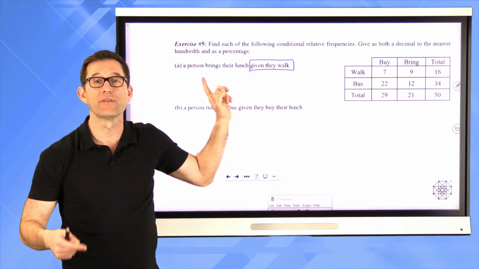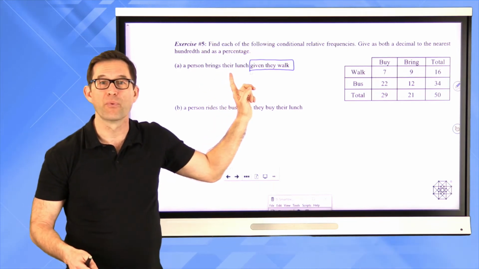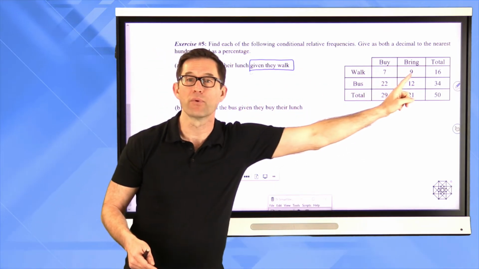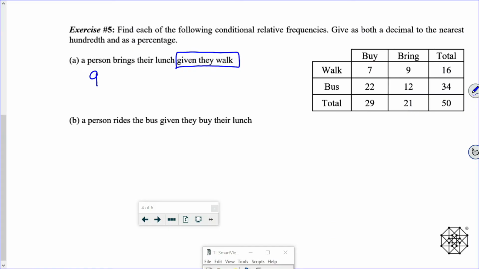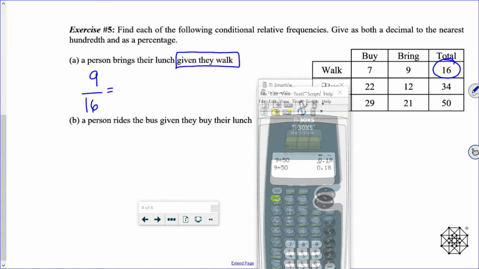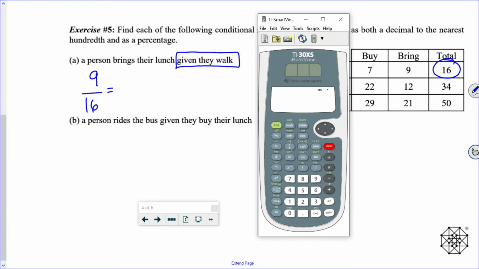I want to know the conditional relative frequency that the person brings their lunch. So how many people bring their lunch who walk? 9. And so I'm going to do 9/16, because again, I only am worried about this total now. I just need my calculator on, so let me clear this out. I'll do 9 divided by 16.